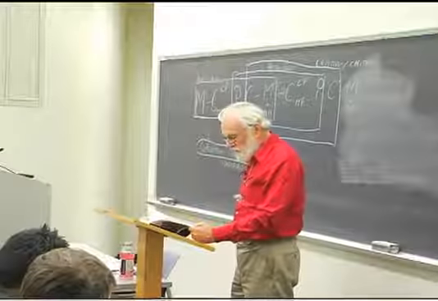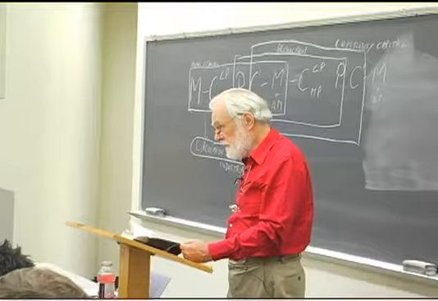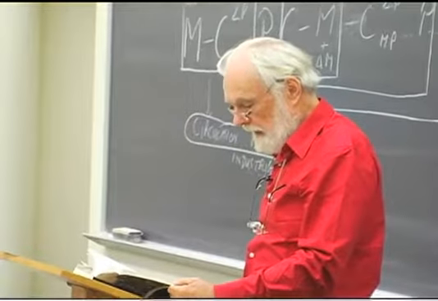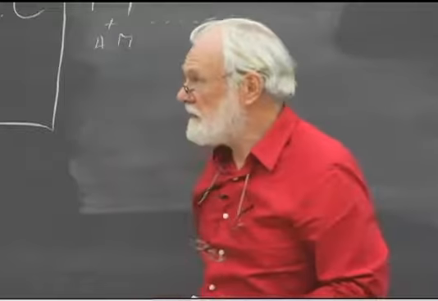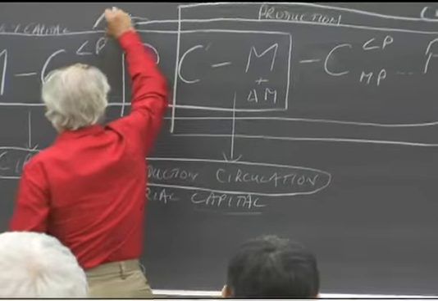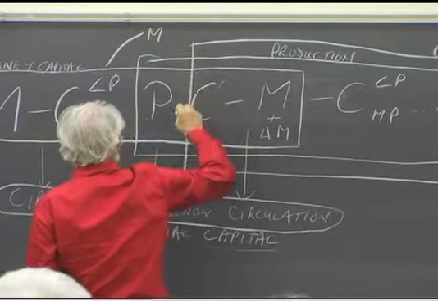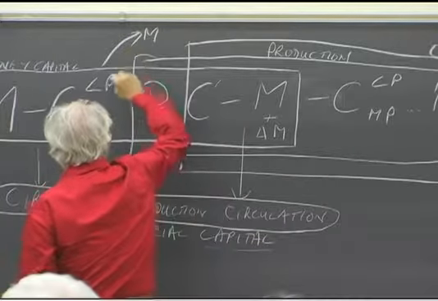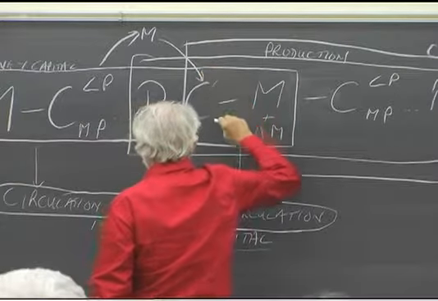money capital. Now, in the course of this, part of the money, of course, passes to the labourer. So at the bottom of 112 he says, when it does that, its capital character vanishes, though its money character remains. What this says is that there's another circuit going on here, which is labour power receiving wages, receiving money. Okay, so there's a flow of money to the labourer, and then it is coming back and purchasing commodities.